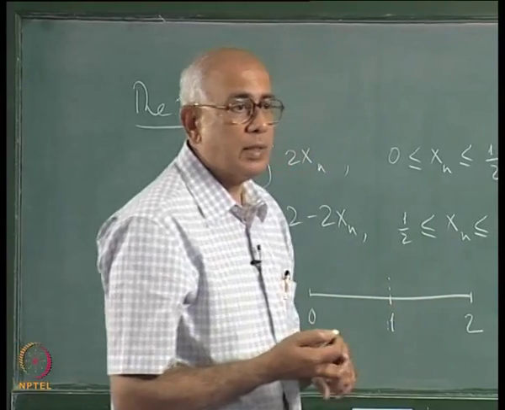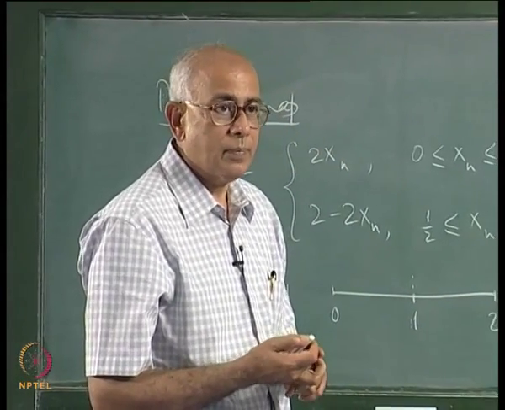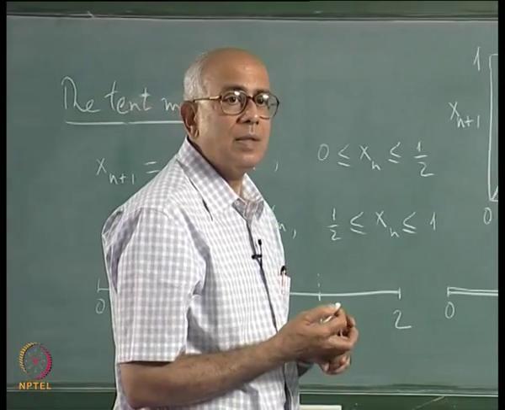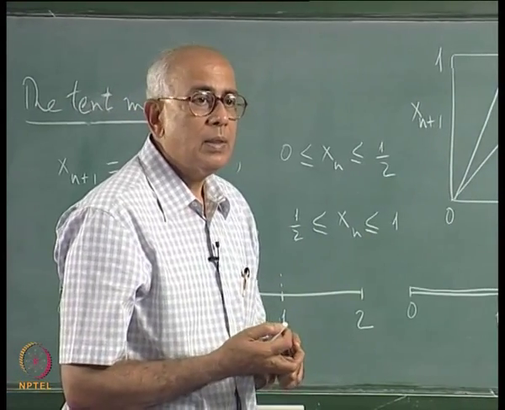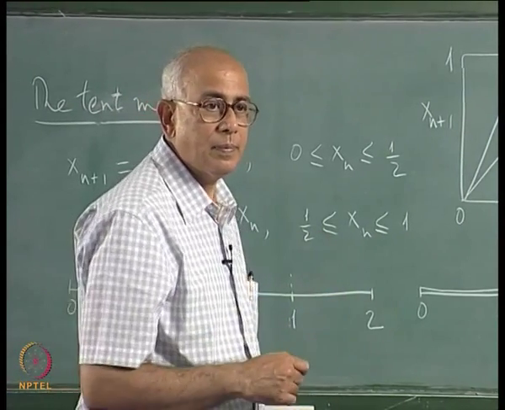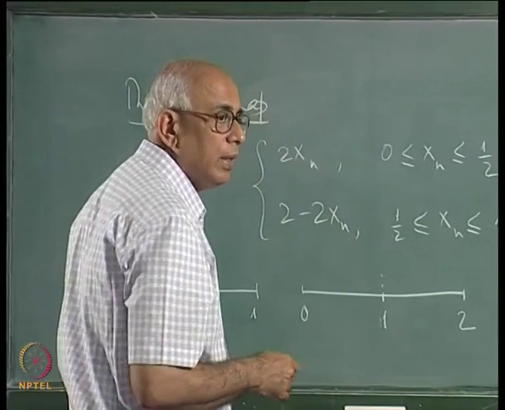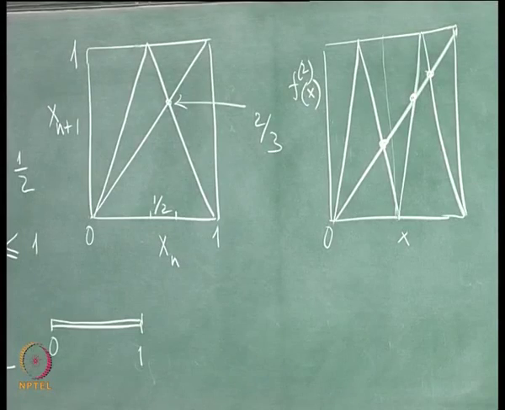A, the phase space is bounded, B, there is exponential sensitivity to initial conditions, and C, there is a dense set of unstable periodic orbits buried in this phase space. So all the conditions we laid down for the existence of chaos are met, and these are fully chaotic maps, both the Bernoulli shift as well as the tent map, completely chaotic maps.